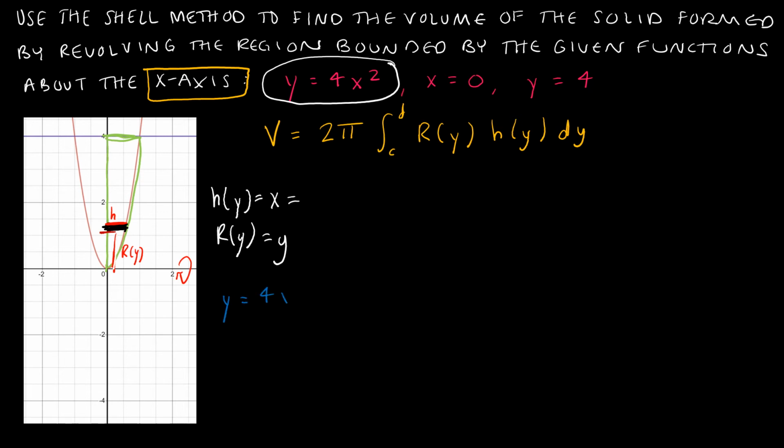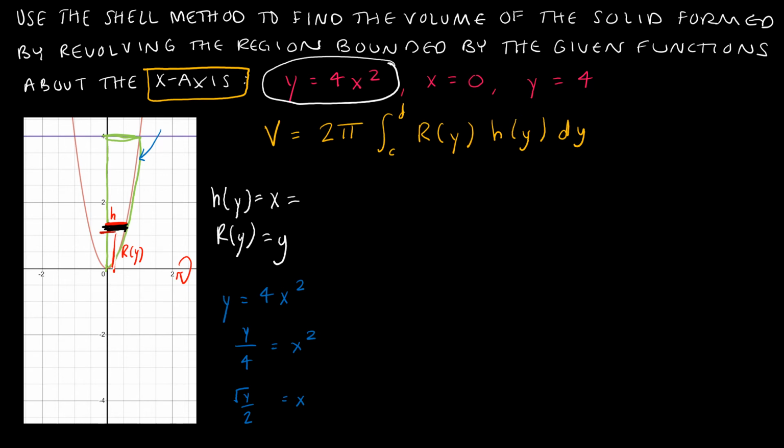I have y equals 4x squared. I need to isolate the x. So I'm going to take y divided by 4 to be x squared. Taking the square root, plus or minus the square root of y over 4 gives me x. Now keep in mind, I just want the positive side, so I only need the positive. I don't need plus or minus. And I would take the square root of y over the square root of 4, so I'm just going to simplify that to the square root of y over 2, because the square root of 4 is 2.